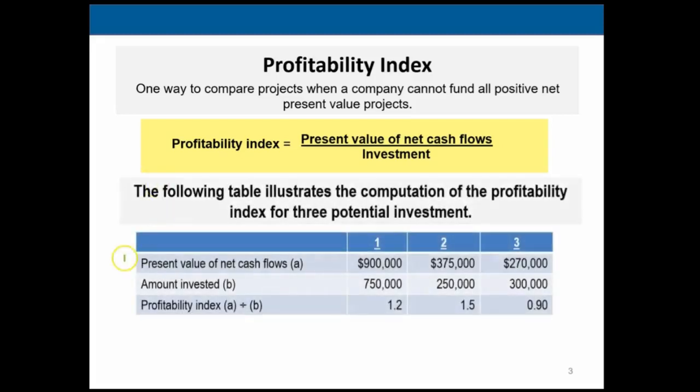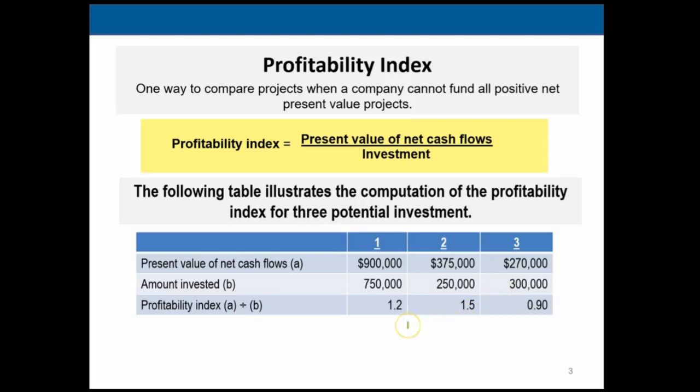So in this case, if we had the present value of net cash flows being 375 and 270, then that would be one measure that we can look at. But we might want to compare that to the amount of the initial investment that we first put in. So we're getting the net cash flows here of the 900, but we're putting in the 750 up front, which is a much bigger investment than either 2 or 3, where we have the 250 on the 300.